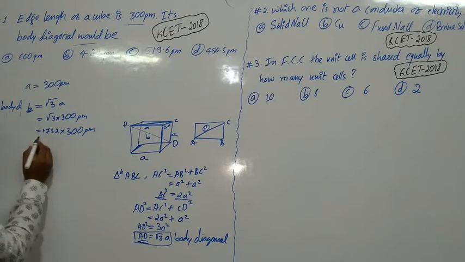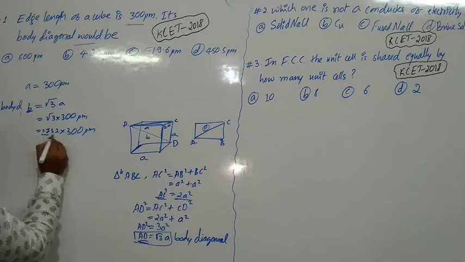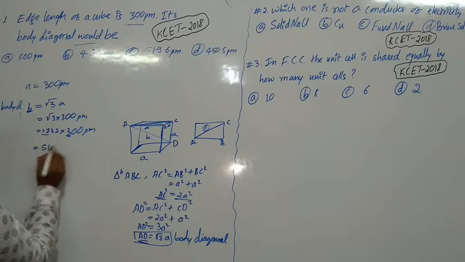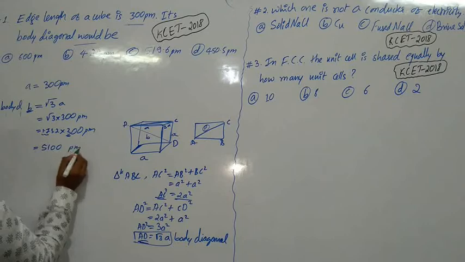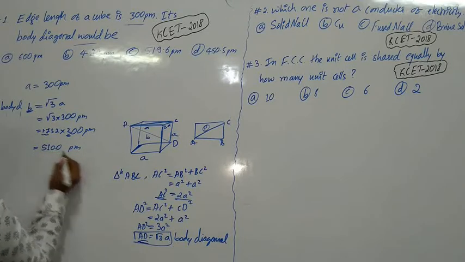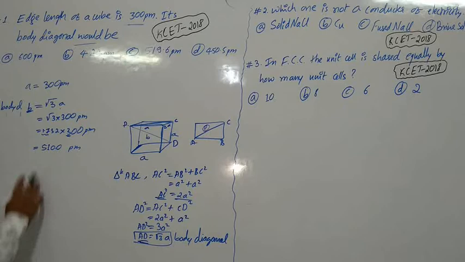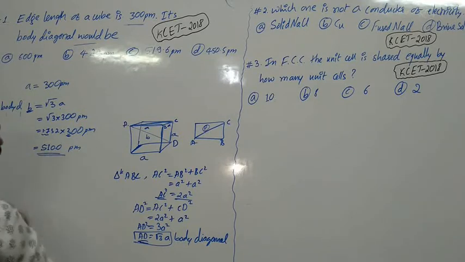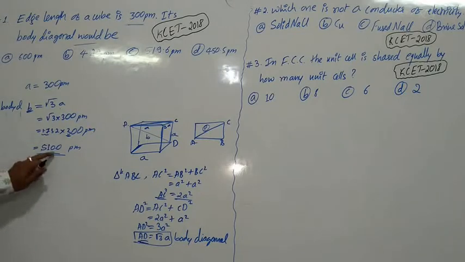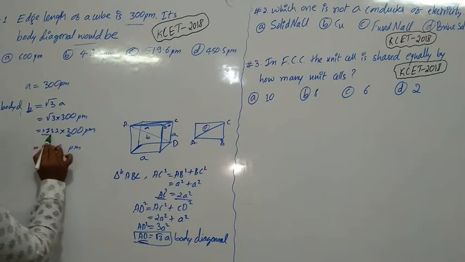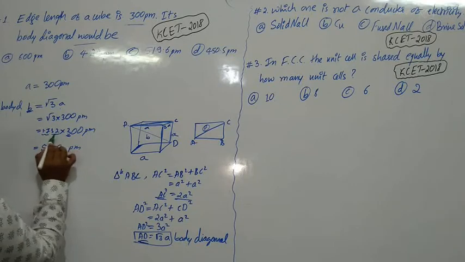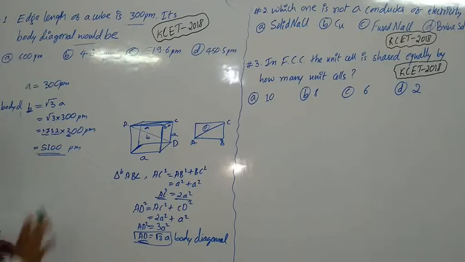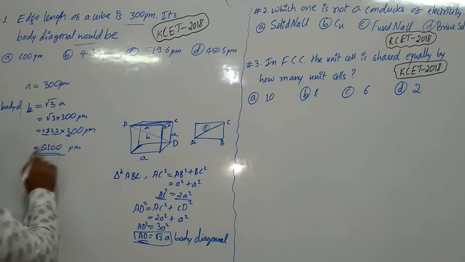So simply on simple multiplication you can get the answer. Just for simplification, 1.7 is multiplied with 3. So what can I get? 17 3s are 51, and these two zeros, picometer, and after one digit decimal point, isn't it? So the answer of this body diagonal would be around 510 picometer. It is not exactly 510. Why? Because I have omitted these two values. So it is something more than 510 picometers, but around 510.